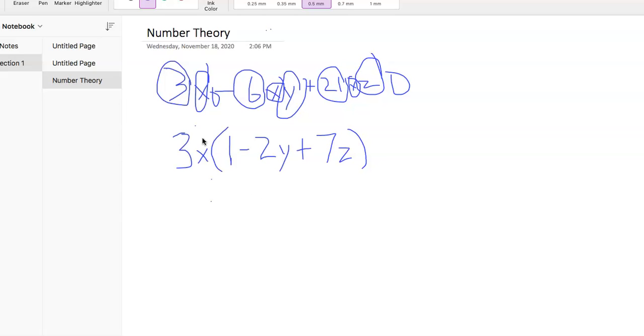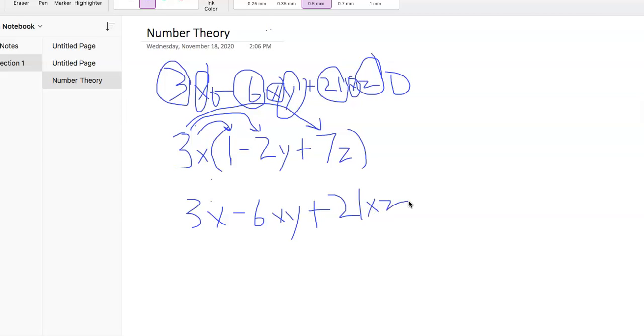And if you wanted to, back check it, make sure we did it right. 3x times 1 is 3x. 3x times negative 2y is negative 6xy. And 3x times 7z, there's a plus. 3 times 7 is 21xz, right? And that was our original equation. Looks perfect. We've got ourselves a good answer, and that's the process that we go through for factoring.